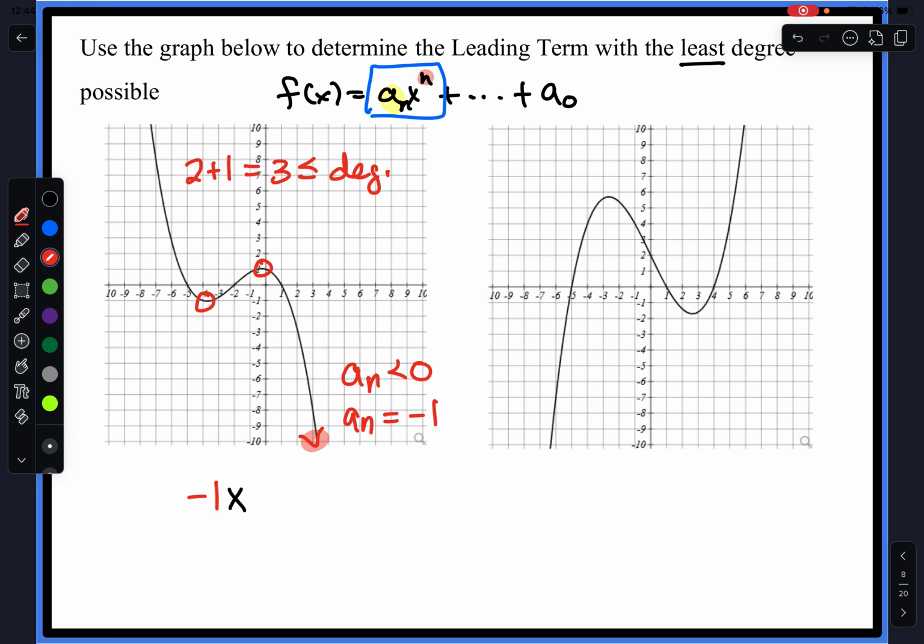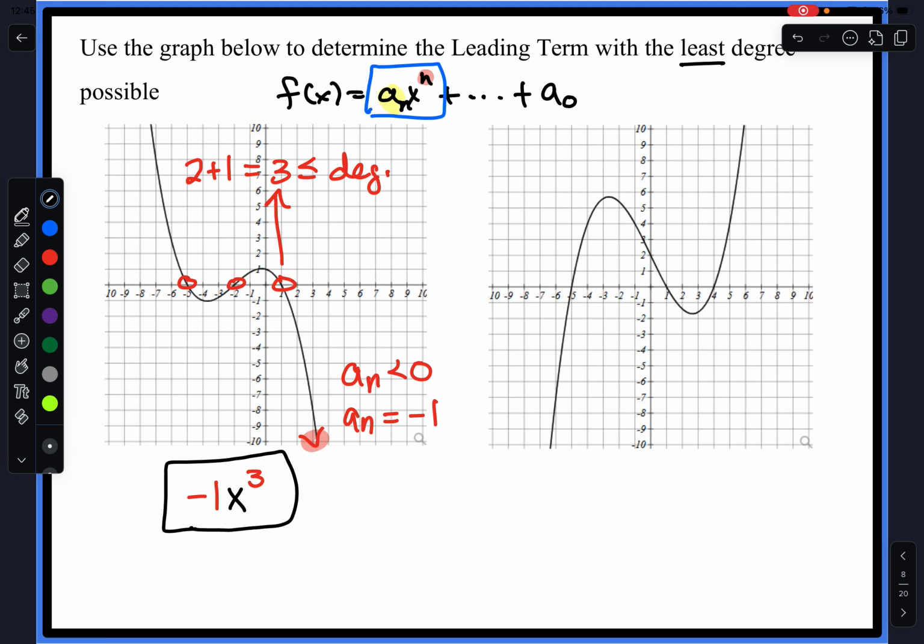Or another trick we can do is looking at the x-intercepts. See how many x-intercepts it has. Since it has 3 x-intercepts, that value right there would have to be the least possible degree, 3. So this would have to be raised to at least the third power, which is what we're trying to do. So this is the answer for this particular graph.